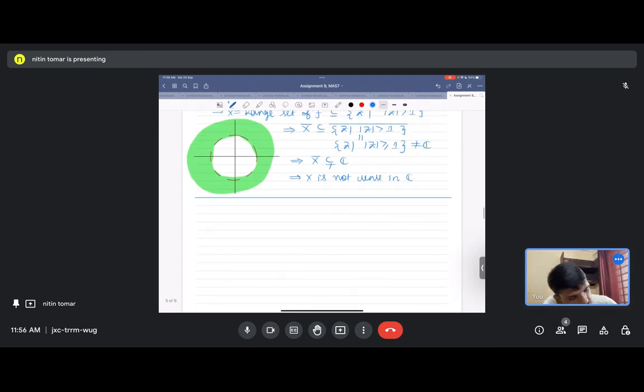And for the fourth part, we know if you choose f(z) equal to z, then f of d is just d, which is not dense in C.